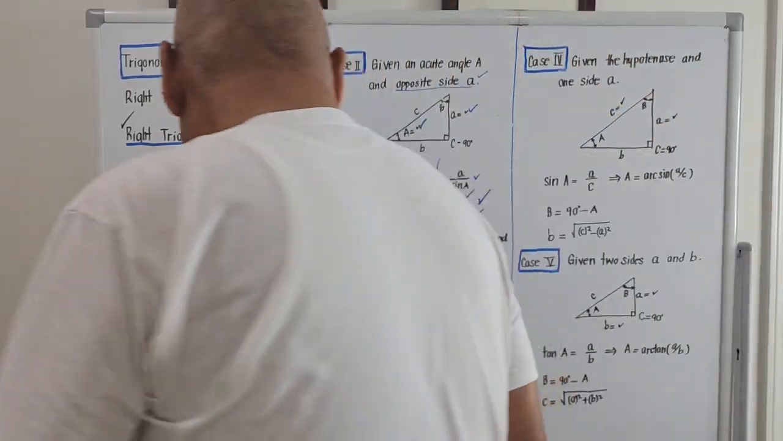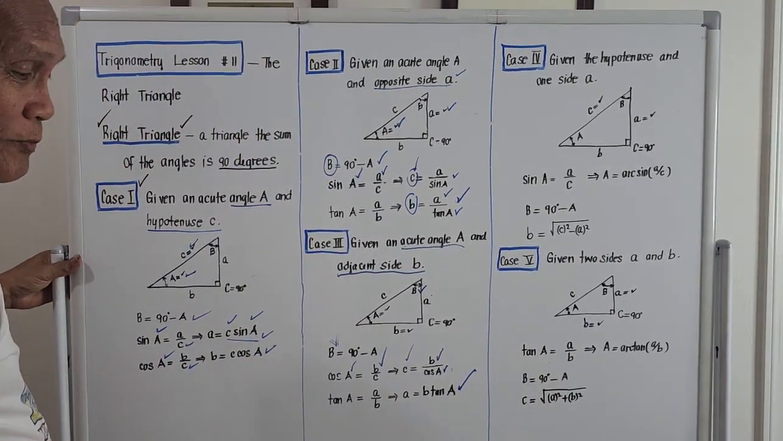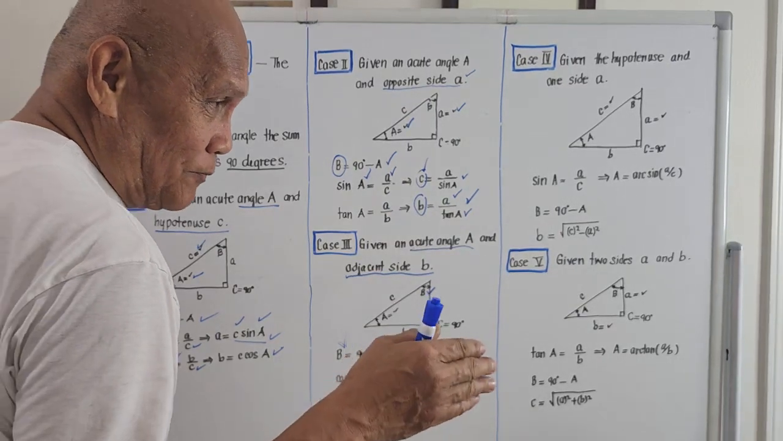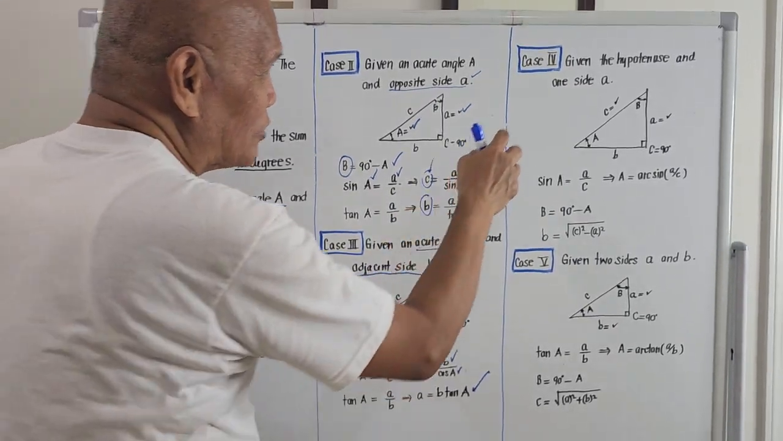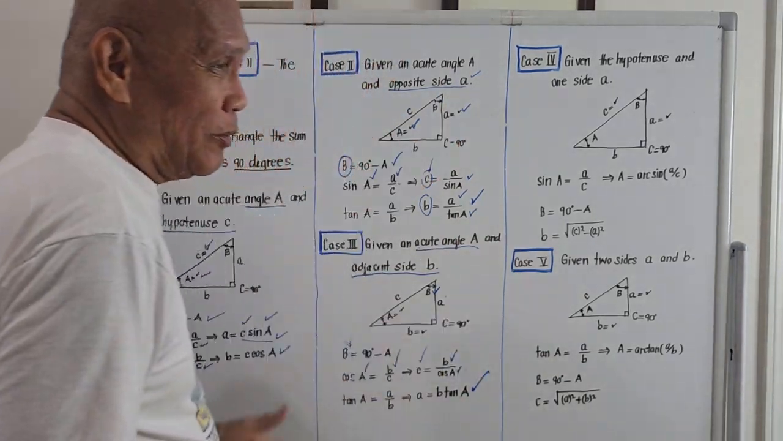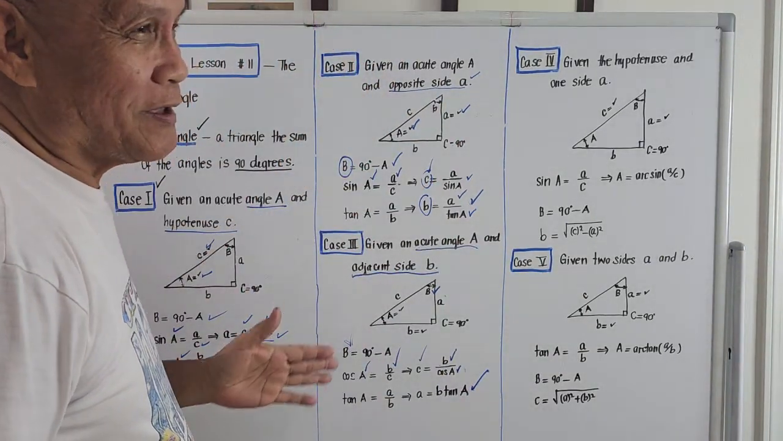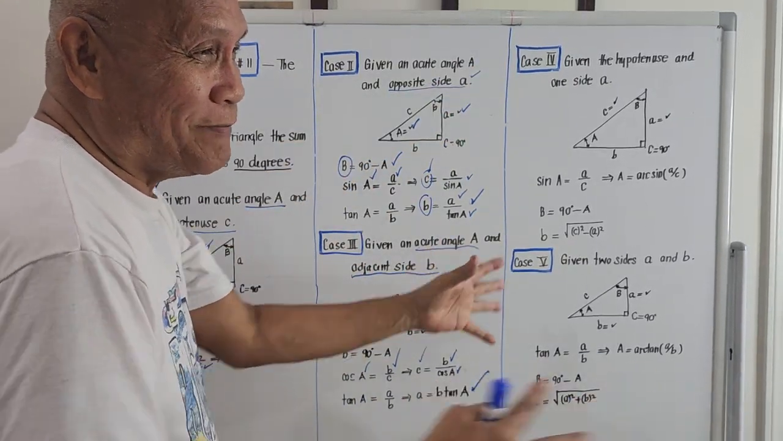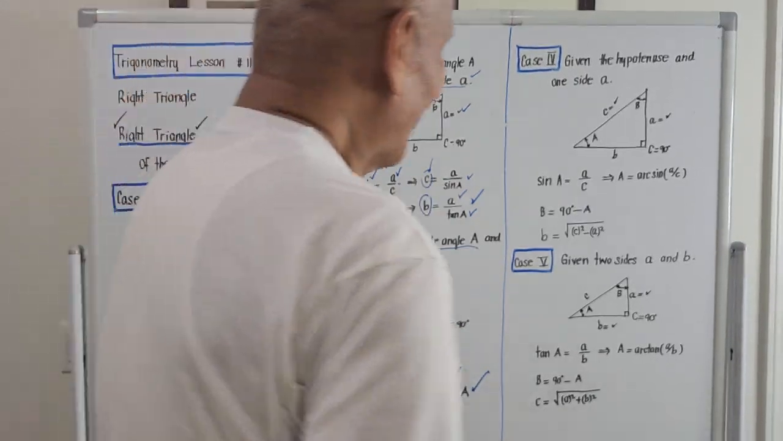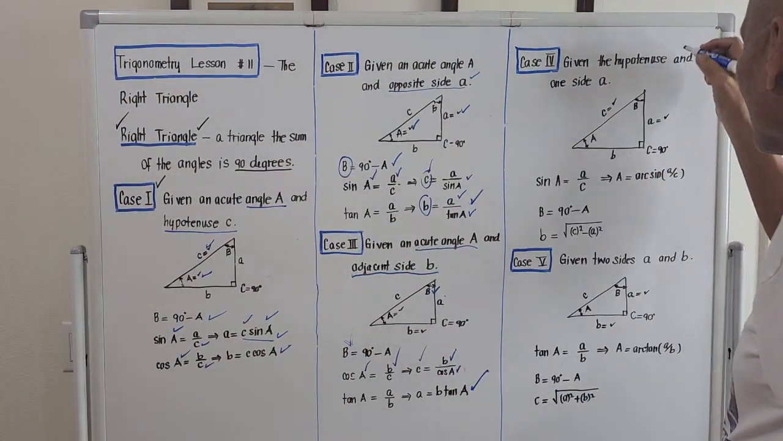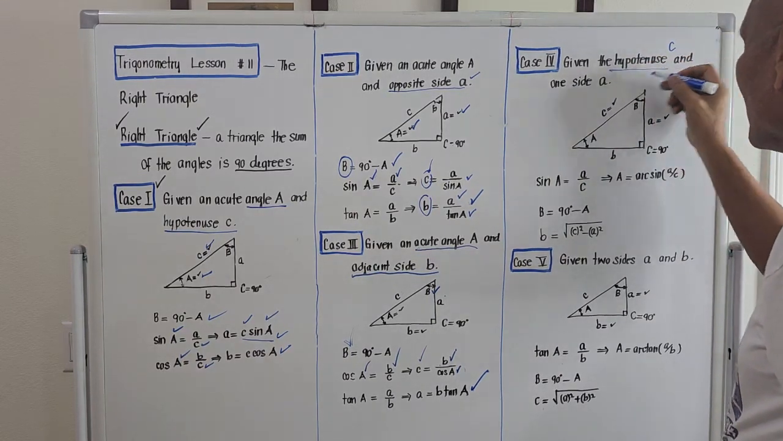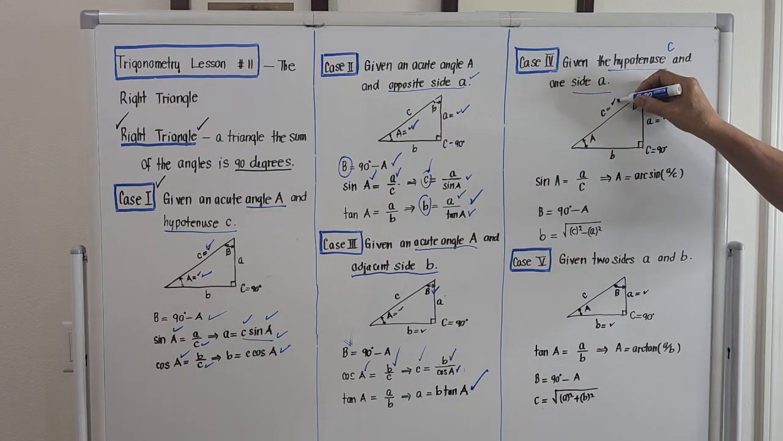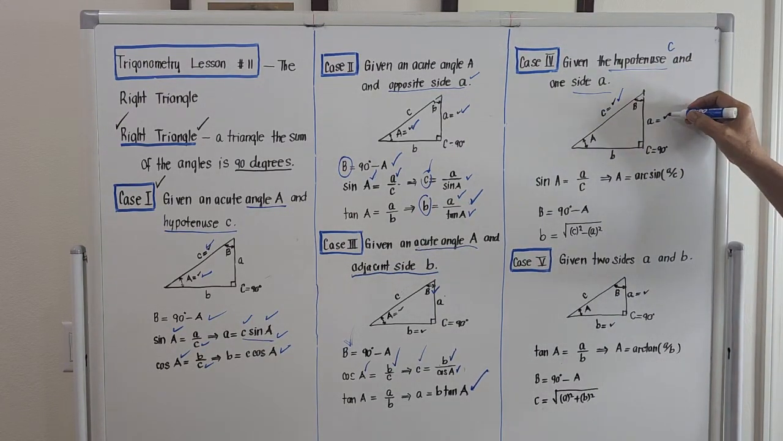Okay, case number 4. We are just bringing out the different cases in which a problem will put us. For cases 1, 2, 3, we are given acute angle A. So case 4 and 5, actually, we are now given the sides. No more angle given. For case number 4, we are given hypotenuse C and side A.